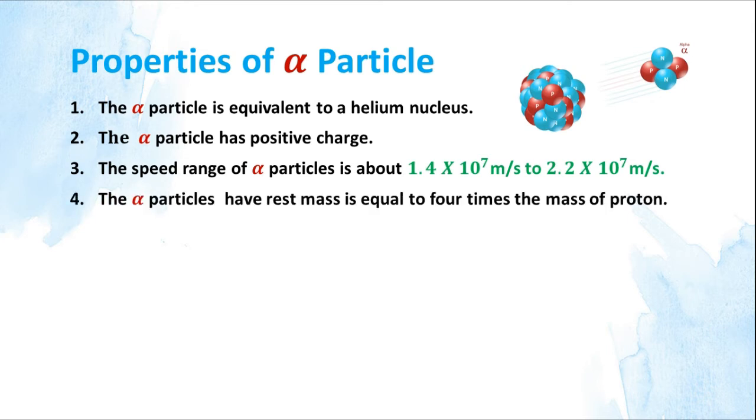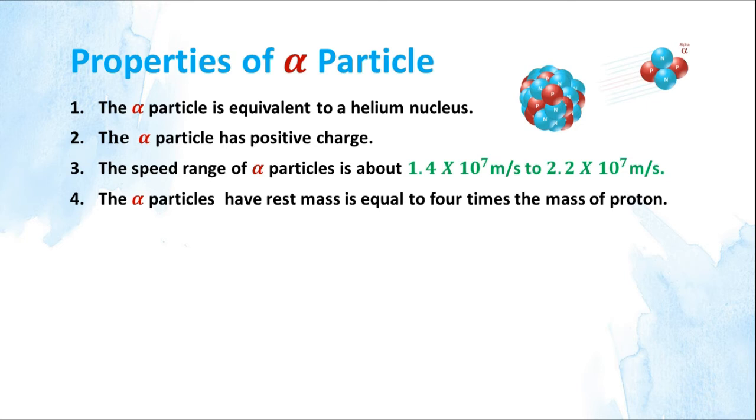The next property is that alpha particles have rest mass equal to 4 times the mass of the proton. Do you know that the mass of the proton is 1.67 × 10^-27 kg, but alpha particle is 4 times the mass of the proton, meaning 4 × 1.67 × 10^-27 kg. So that is 4 times the mass of proton.